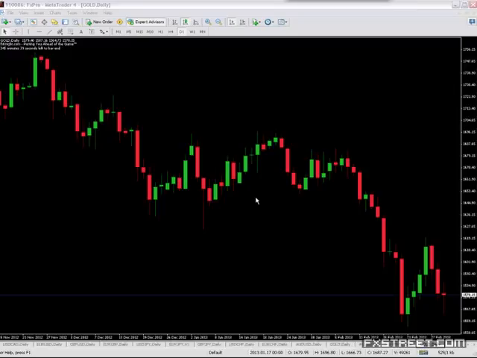Because I don't like to change strategies when I change charts, personally. I worked really hard to find something that worked wherever I applied it.